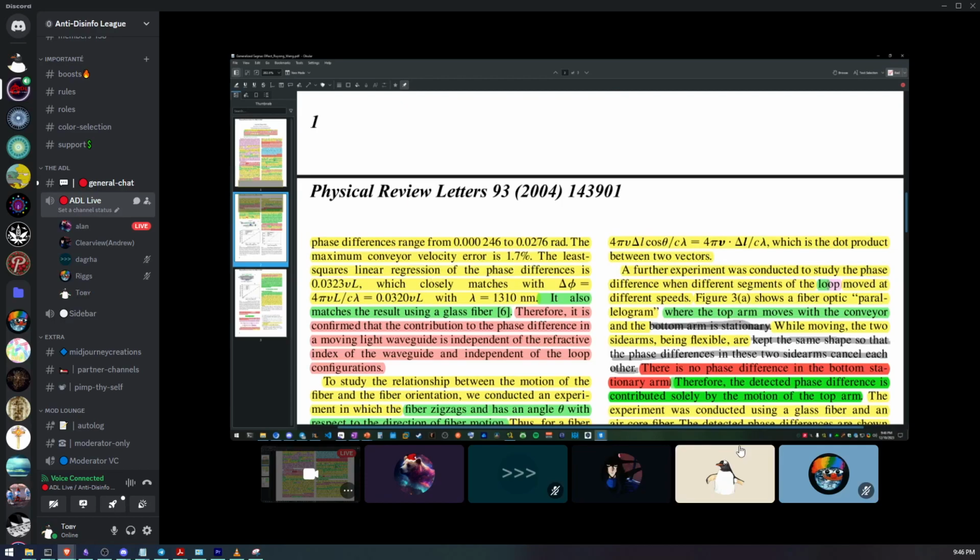So it also matches the result using a glass fiber. That's interesting. They were using air core in this particular configuration, but he said it matches the result with a glass fiber. Therefore, it is confirmed that the contribution to the phase difference in a moving light waveguide is independent of the refractive index of the waveguide. So you can't say it's some kind of crazy refraction effect, because they did it with air and with glass.